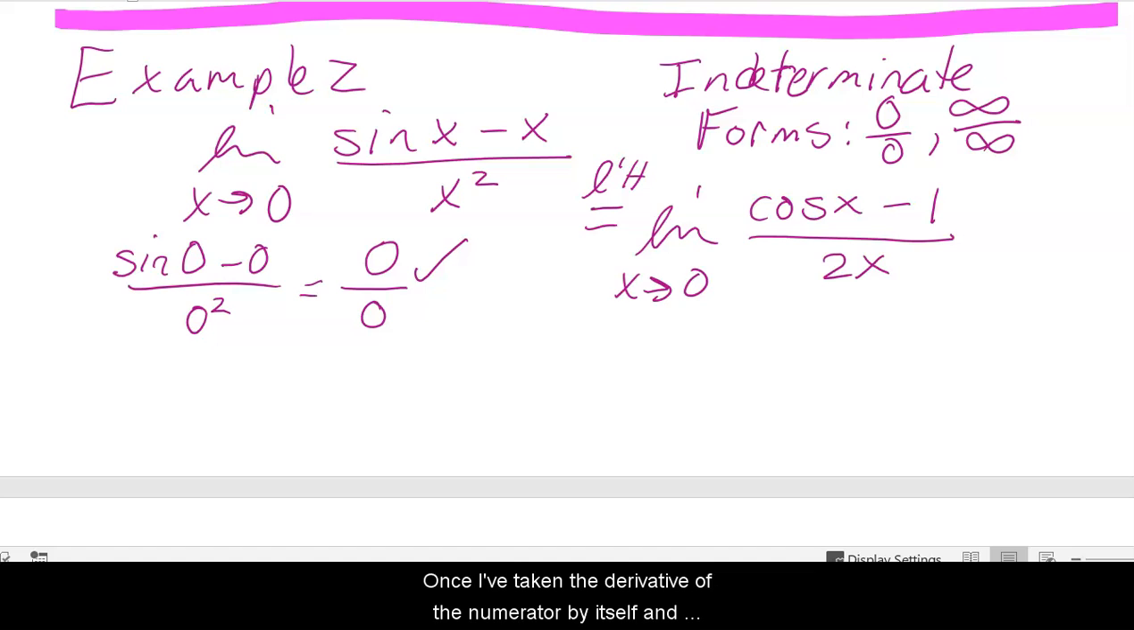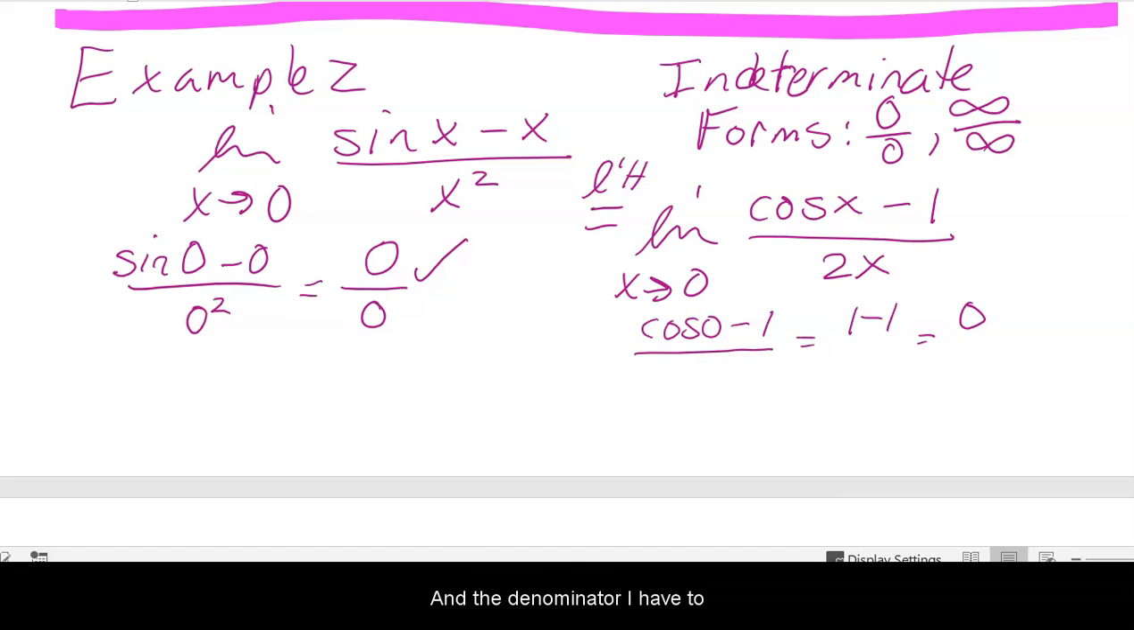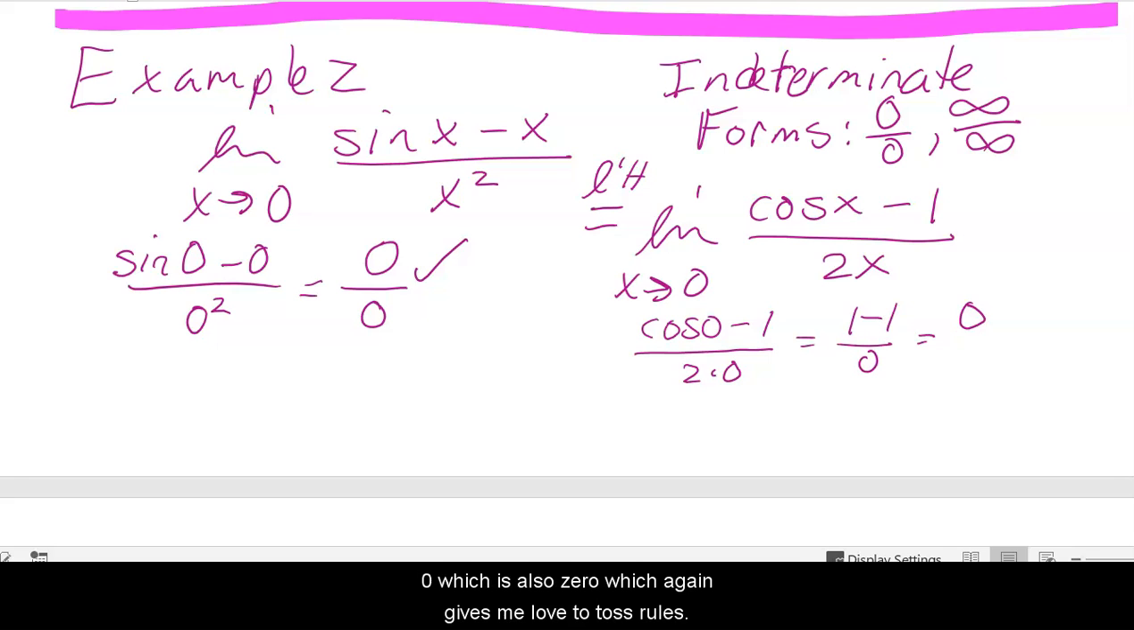Once I've taken the derivative of the numerator by itself and the denominator by itself, I've completed L'Hopital's rule. Now I plug the limit value back in again. That means take the 0 and replace the x in both the numerator and denominator with the 0. The cosine of 0 would give me 1. This means I have 1 minus 1 in the numerator, which is 0. In the denominator, I have 2 times 0, which is also 0, which again gives me L'Hopital's rule.